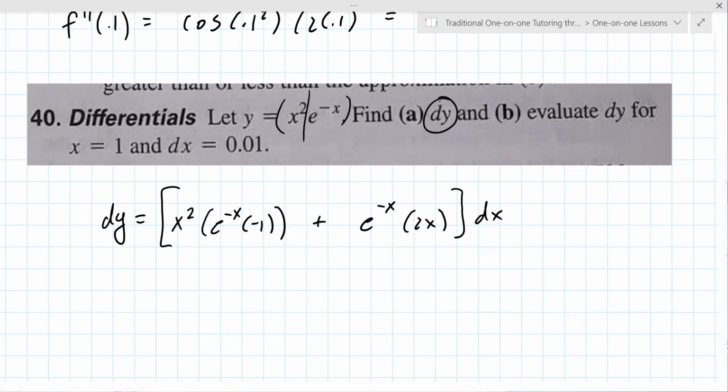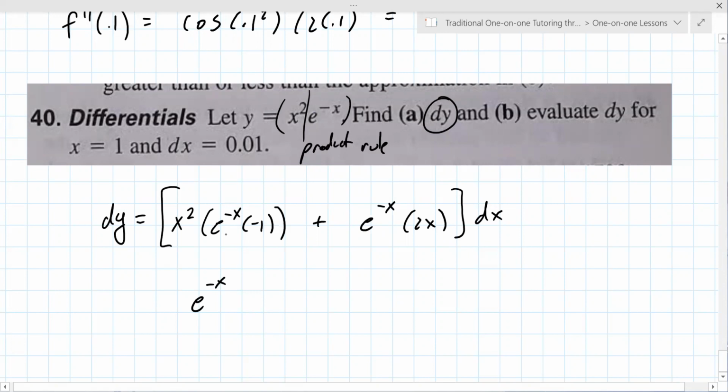So you can clean this up a little bit. There's an e to the minus x in both. Where did you get the -1 and the 2? That's just the product rule. And the -1 is from the derivative of the negative x, because of the chain rule. Yes.